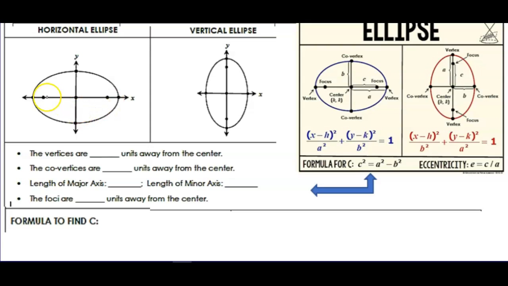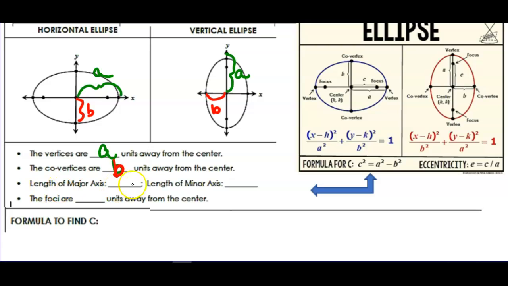All right. So when you have a horizontal ellipse longer this way, it doesn't matter which way it's going, okay? The vertices are A units away from the center, and the co-vertices are B units away from the center. So on this one, A is here. On this one, A is here. And B is the shorter way, so B or B here.